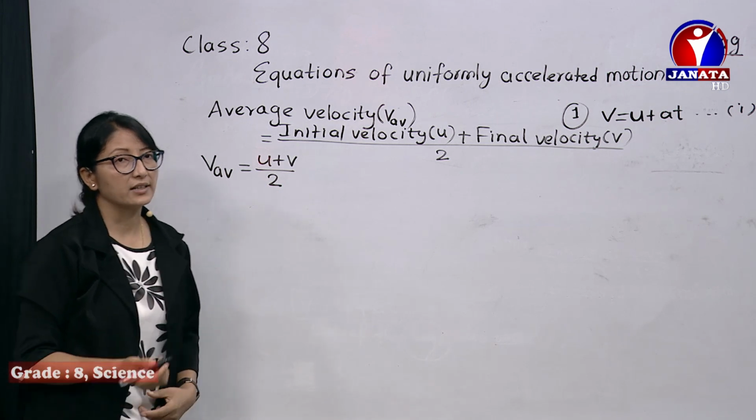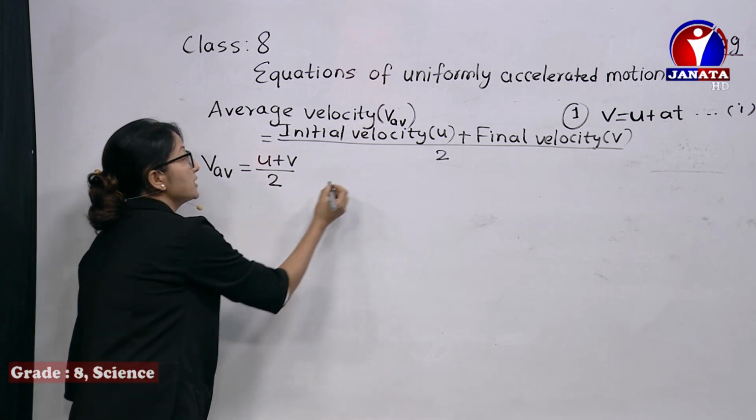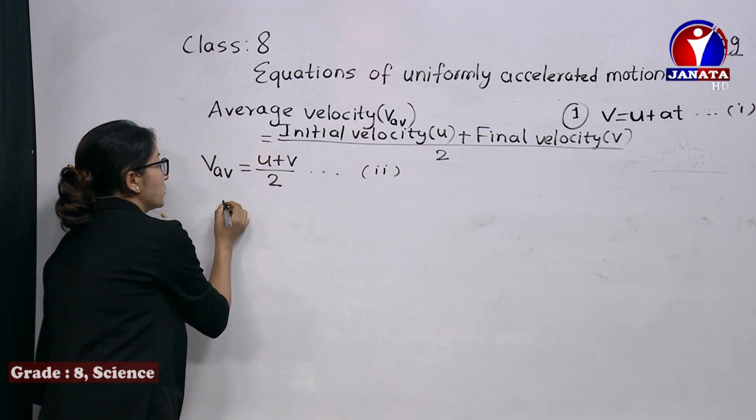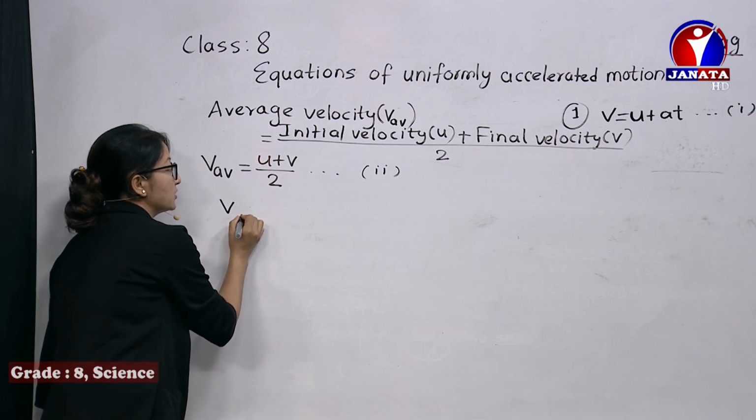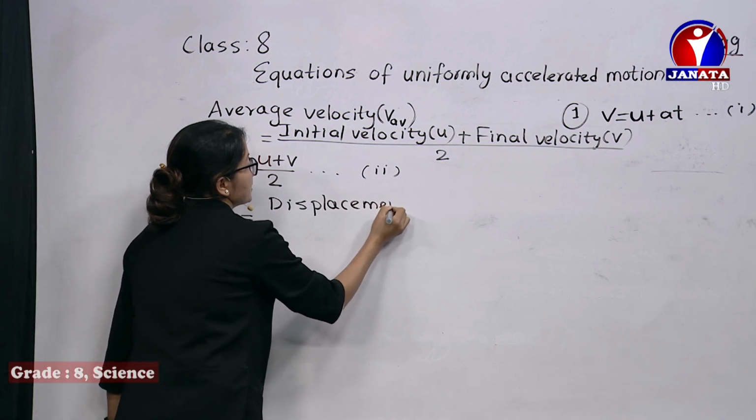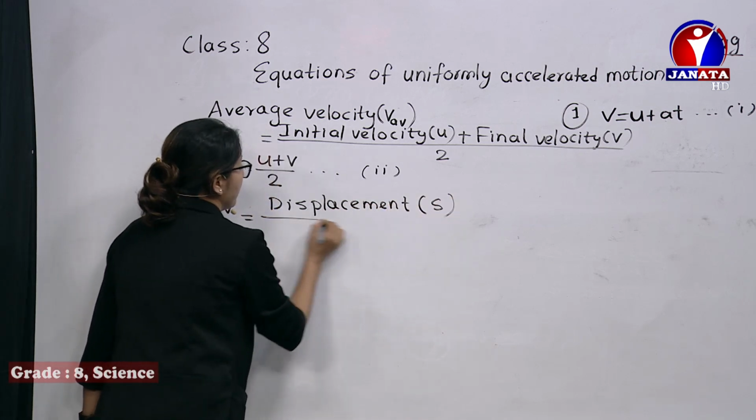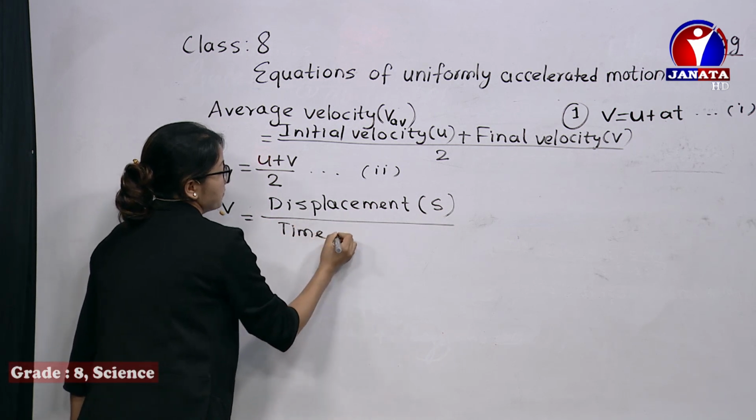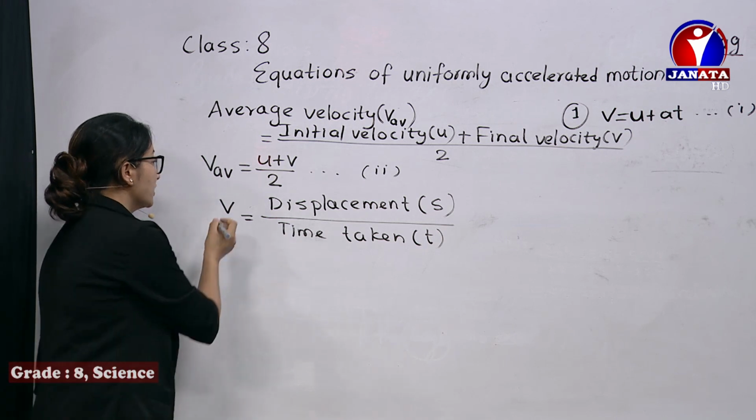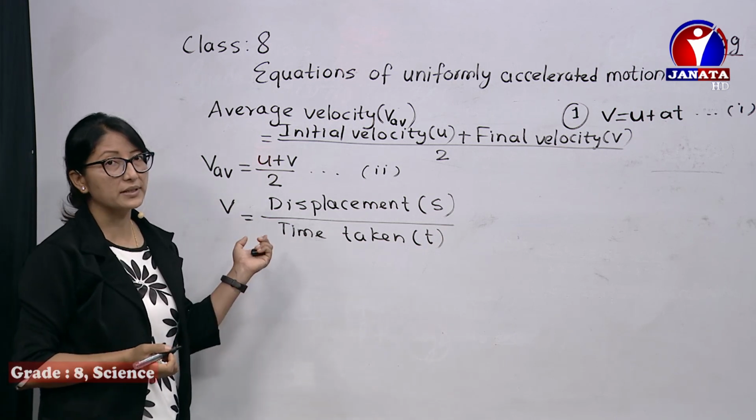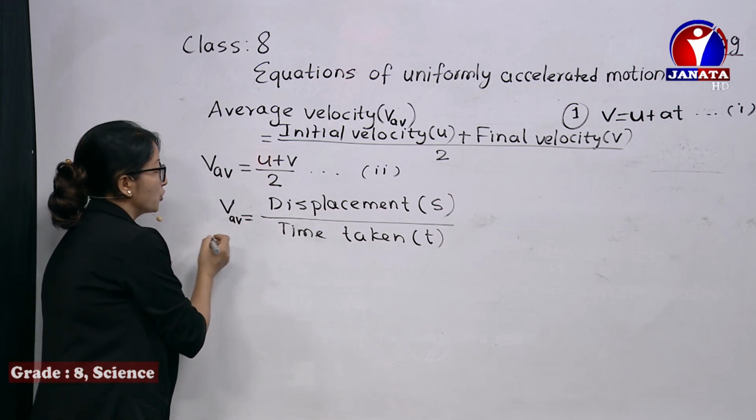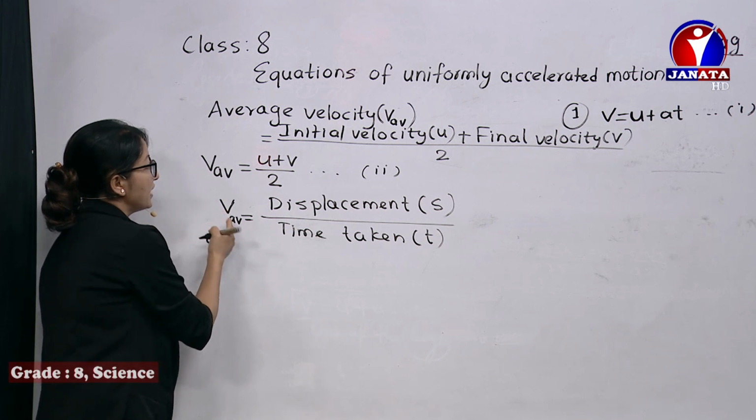And also we know that velocity is equal to displacement by time taken. Let's suppose this is an equation, simply to remember it. Displacement we denote by S, time taken T. So this we are talking about uniformly accelerated motion, so we are considering it as average velocity, VAV.